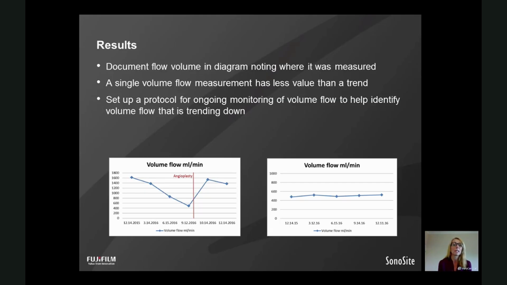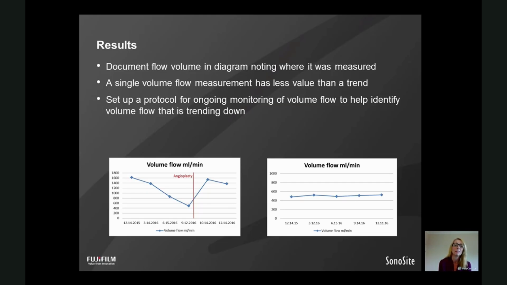Or if you're just doing the brachial artery, then it's good for the next person measuring to make sure that they do the same. A single volume flow measurement has a lot less value than a trend. If I have a one-off measurement and it's 600 mils a minute, if it was always 600 mils a minute, I wouldn't at all be concerned. But if it was 2,000 mils a minute 6 months ago and all of a sudden it was 600, that's much more concerning. So it's really important to do these measurements regularly.